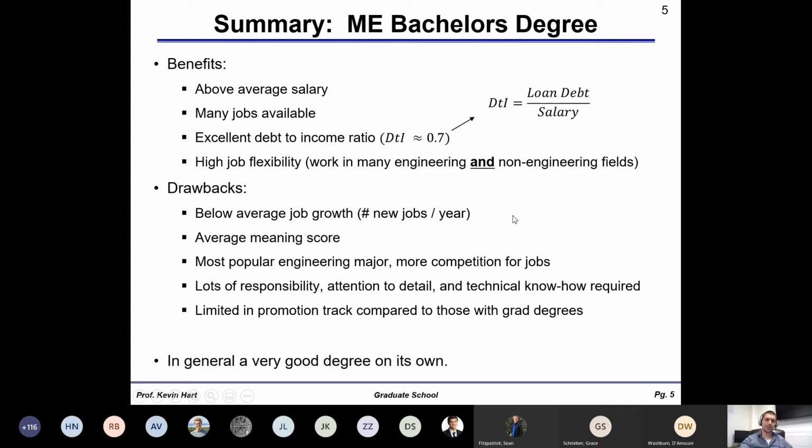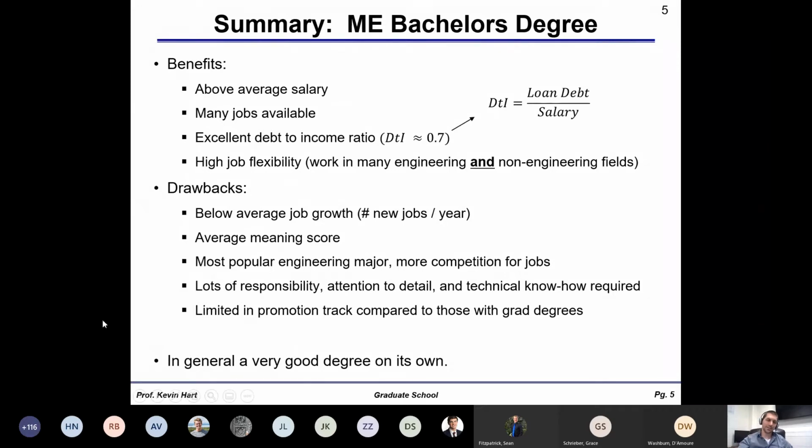The drawbacks of your undergrad degree. Below average job growth. We just talked about that. Average meaning score. Just talked about that. Most popular engineering major, so you have competition with a lot of other people, right? Not just from MSOE, but from people all across the world. Generally, with a bachelor's mechanical engineering degree, you have lots of responsibility, lots of attention to detail, and a lot of technical background that you have to have day in and day out. Okay, so those are somewhat drawbacks.